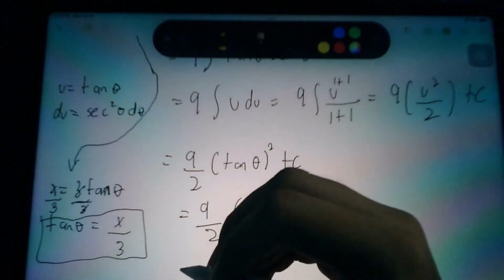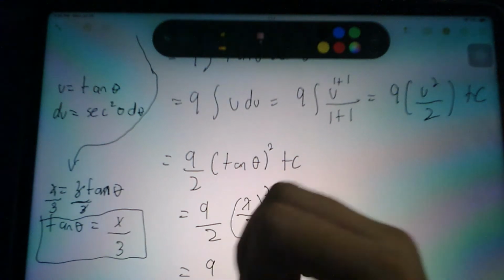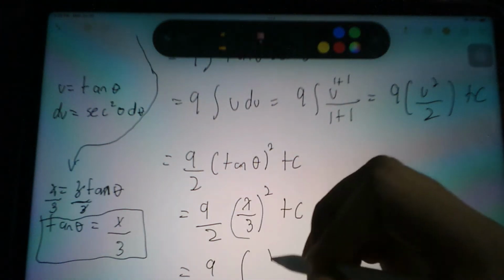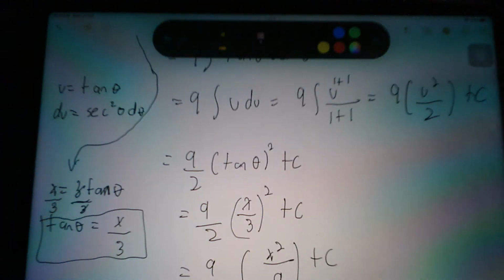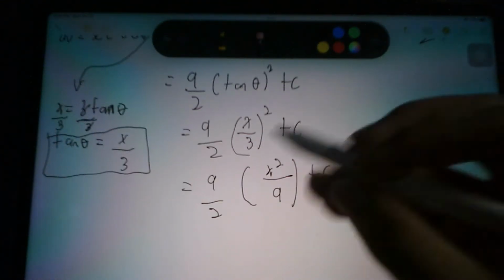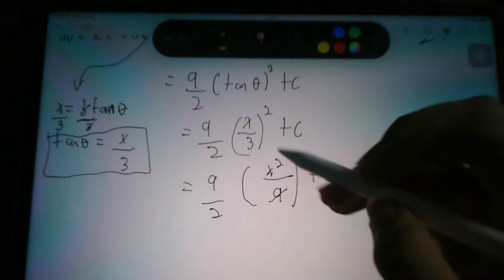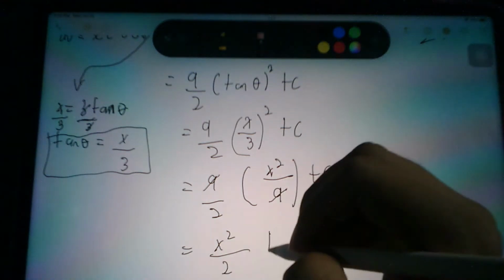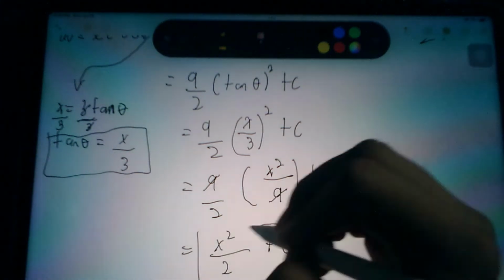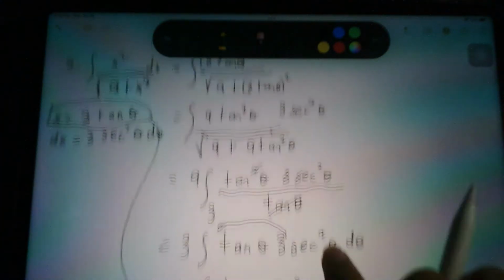So by simplifying this even further, let's say 9 halves x squared over 9 plus c. So by simplifying this, 9 halves times x squared over 9 here will just cancel each other out, and this will become x squared over 2 plus c. This is our answer for our problem number 2 under type 1 under trigonometric substitution.